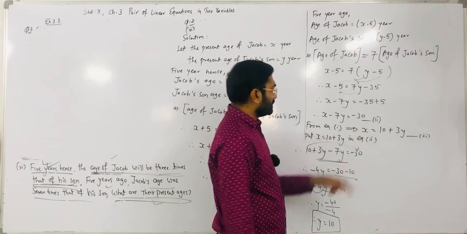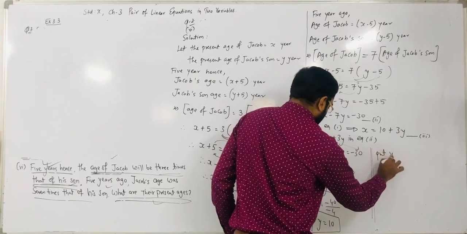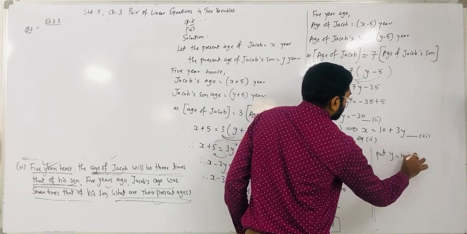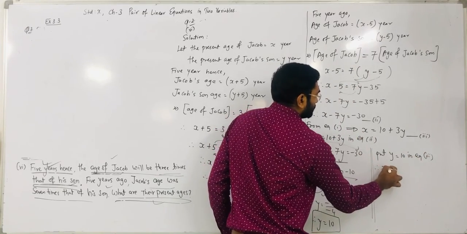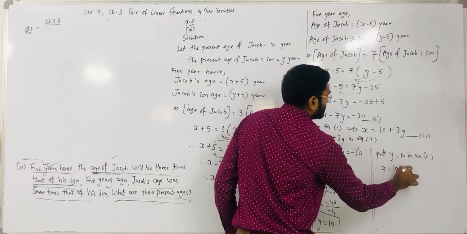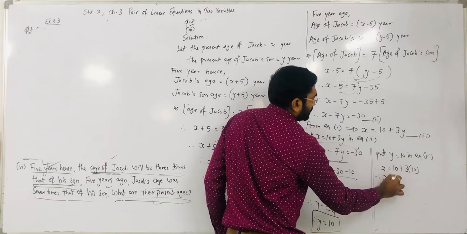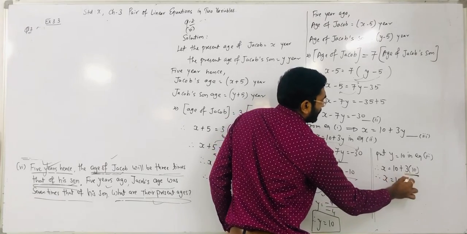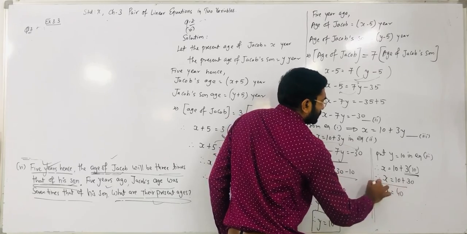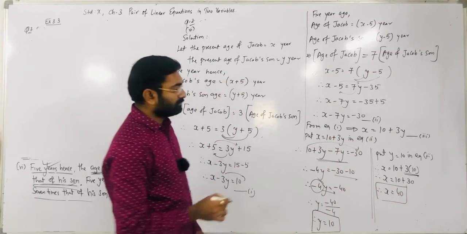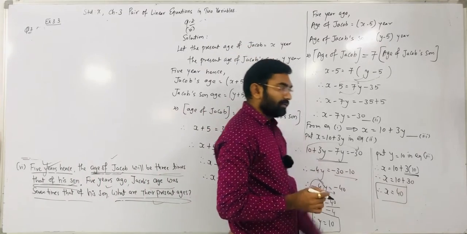Now we have to find Jacob's present age. So in equation number 3, we have to put the y value. Put y is equal to 10 in equation number 3. So we get the x value: 10 plus 3 times the y value, which is 10. So we get x is equal to 10 plus 3 into 10, means 30. So x is equal to 10 plus 30, which is 40. So Jacob's present age is represented by x. So the x value is 40.